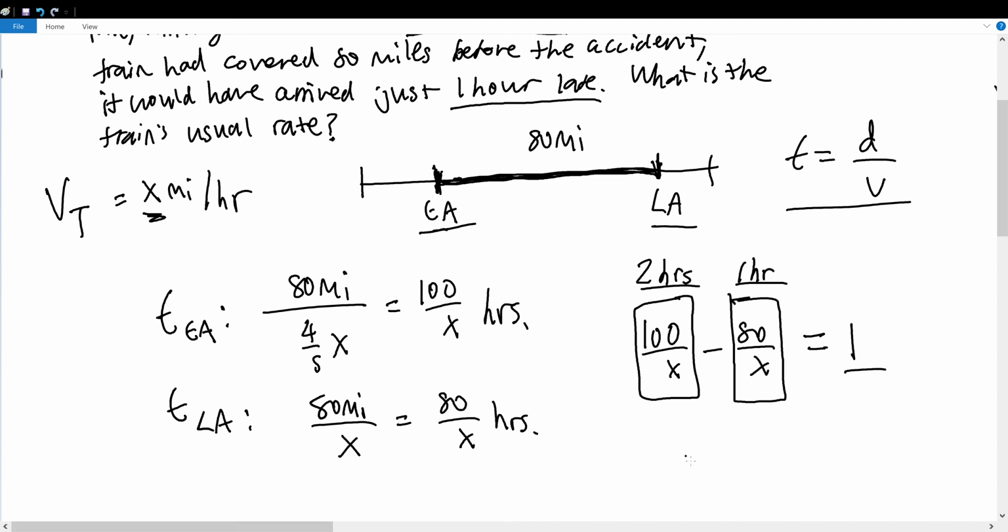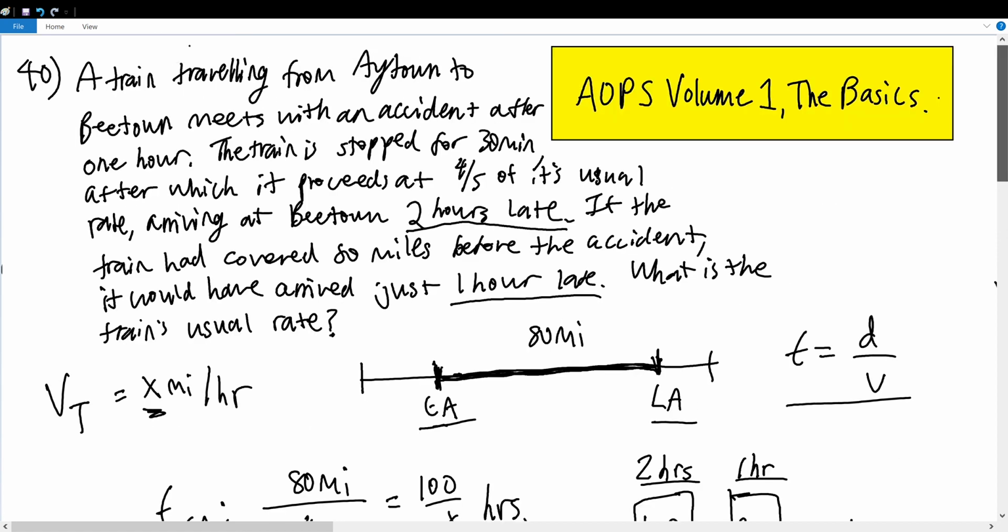And just do some simple arithmetic and we'll solve for x. 100 minus 80 will be 20 over x, since the common denominator is present, which is equal to 1. Cross multiply, and x is equal to 20, meaning that the train's usual rate is 20 miles per hour. The solution to our question.